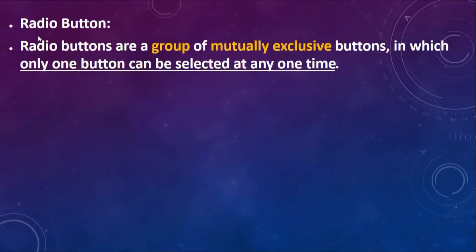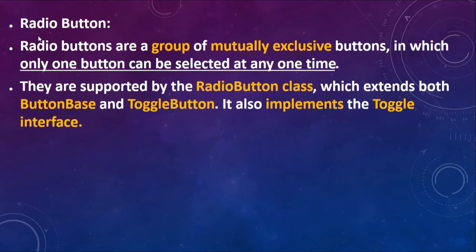Now the radio buttons are basically a group of mutually exclusive buttons in which only one button can be selected at any one point of time. Although it's a group, each individual radio button is a different button and they are mutually exclusive. That means if one button is selected, all others will be deselected. If another is selected, the remaining will be deselected, and so on. That's a radio button.